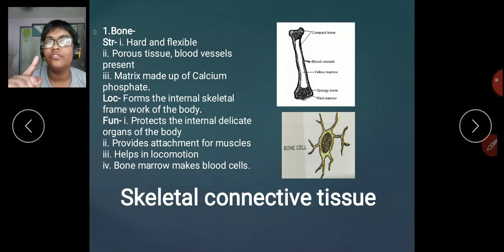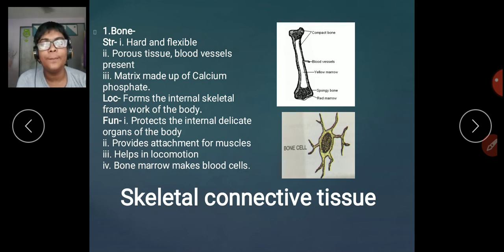It is a porous tissue. Although it's hard, it is a porous tissue and it has blood vessels present in it. The matrix is made up of calcium phosphate. The location is that it forms the internal skeletal framework of the body. There is no such specific location because bones are all over our body, so they form the skeletal system.